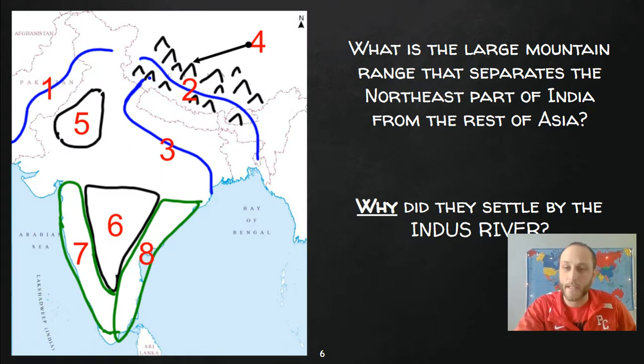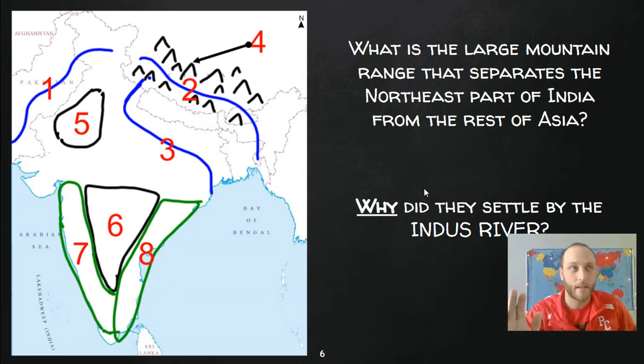A couple specific questions that you have on your study guide. The first one says the large mountain range that separates the northeast part of India. You will know that that is the mountain range right here, the largest mountain range in the world, which is going to be the Himalayas. And then down here, why did they settle by the Indus River?